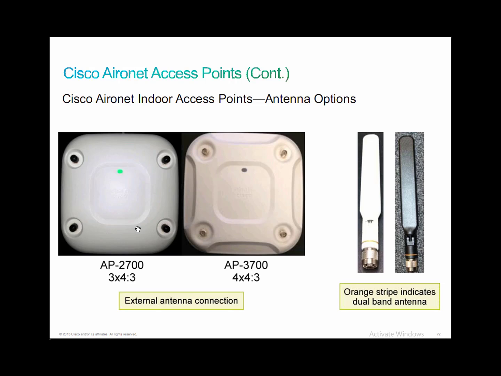As far as the 2700 goes, you can do black, gray, or white dual band dipole antennas. For the 2.4 gigahertz spectrum, you can do 2 dBi. For the 5 gigahertz spectrum, you can do 4 dBi. That's one of the options. I can't remember the model number for the antenna itself. They have some other options too.